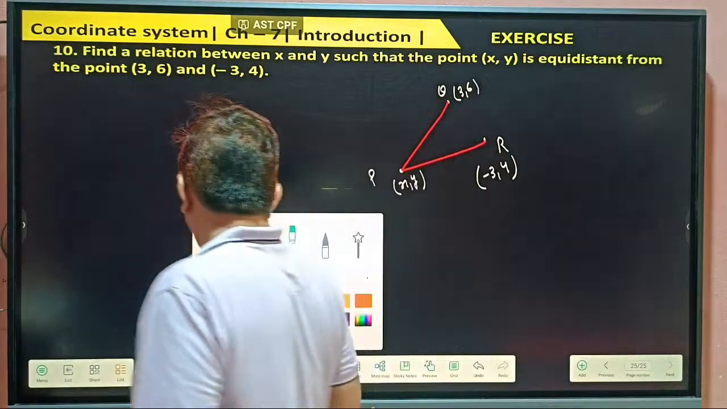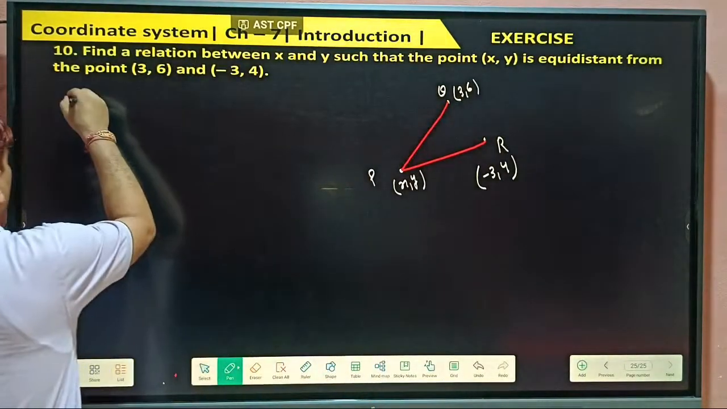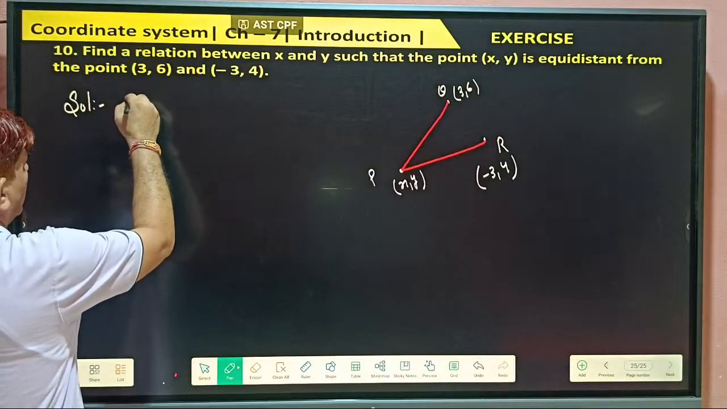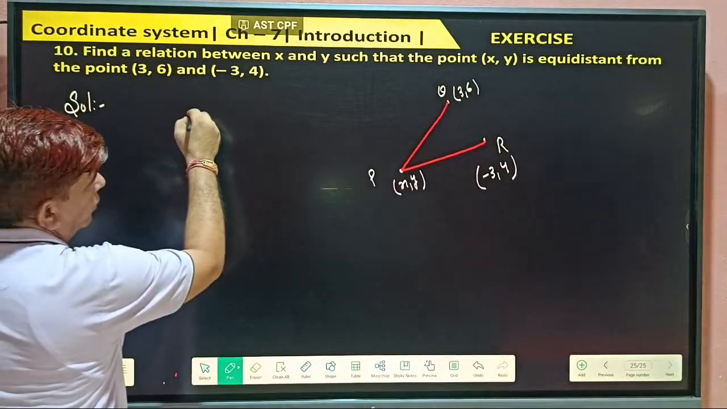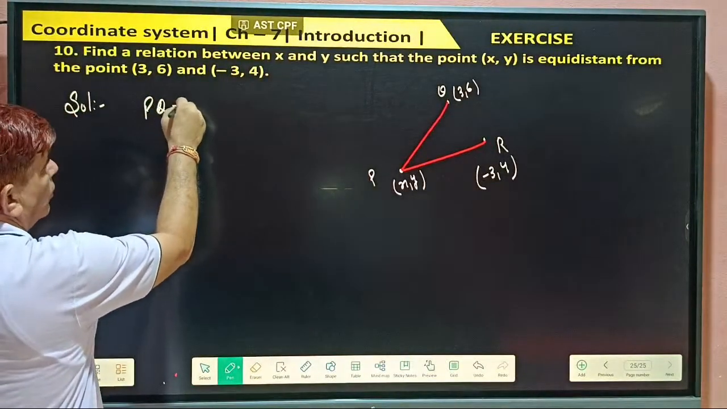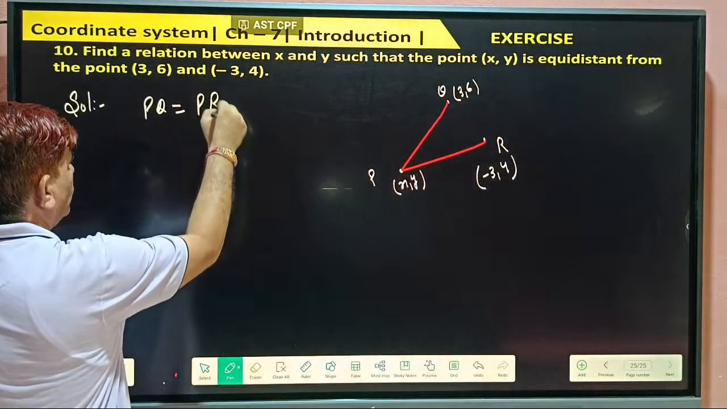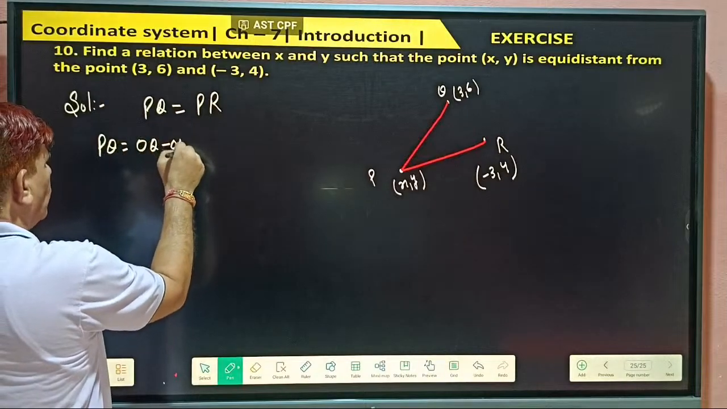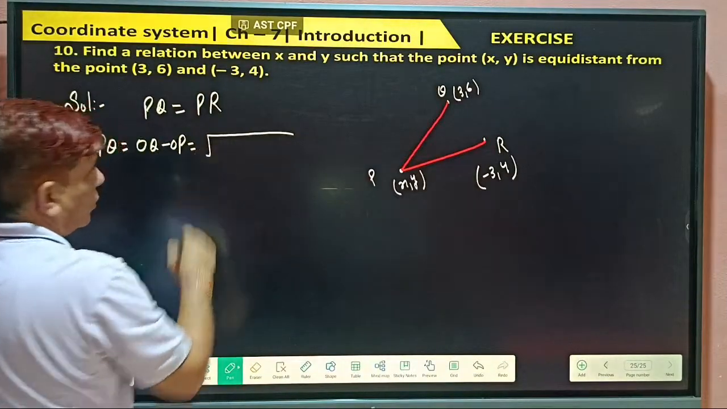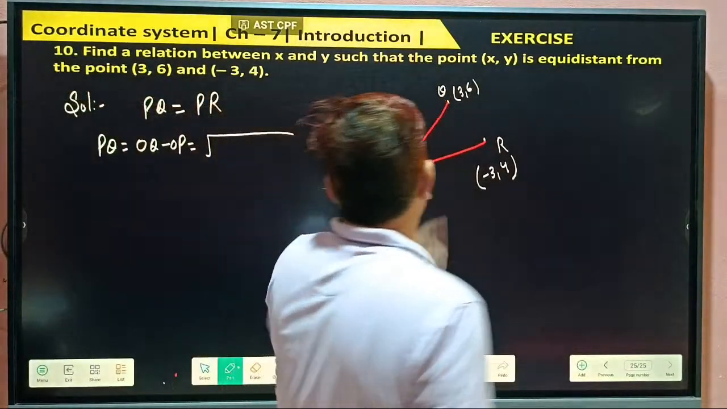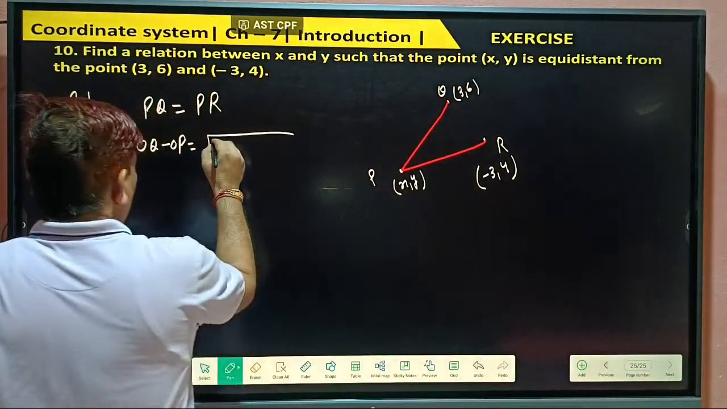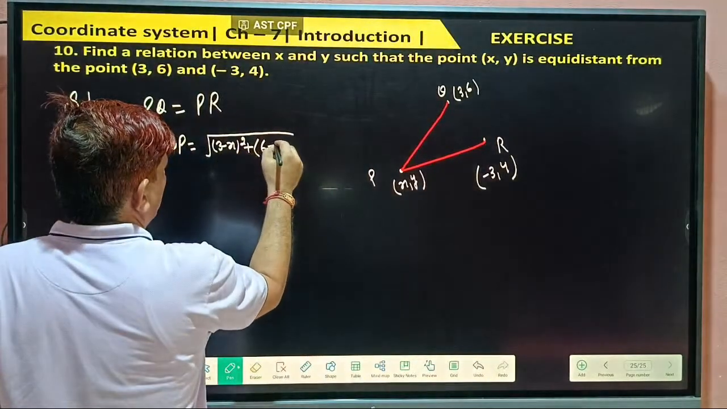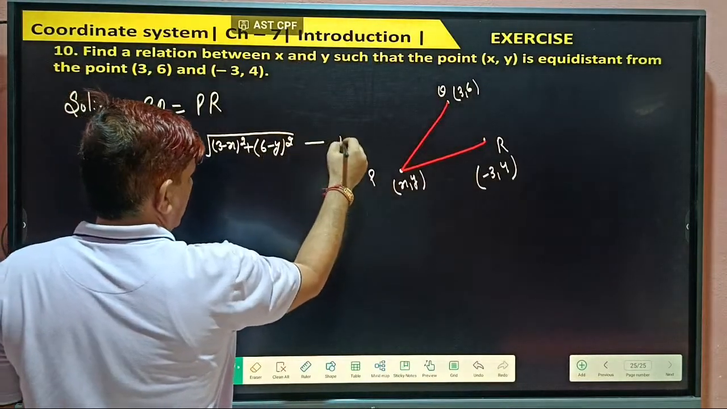And what's given to you? You have to give this solution. Solution meaning, what's given here? According to this, it's given PQ equal to PR. So we can find PQ equal to OQ minus OP. So under the root, OQ, Q is 3 minus X, 3 minus X whole square plus 6 minus Y whole square. So this is your first.